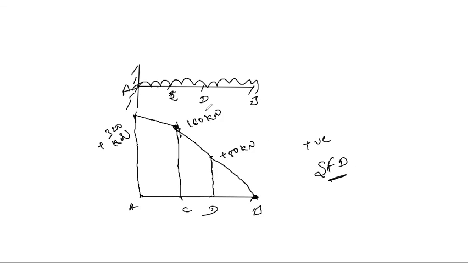Whenever there is a UDL, the line is inclined. So this is how the shear force diagram looks for the given problem. I hope now you understood the concept.